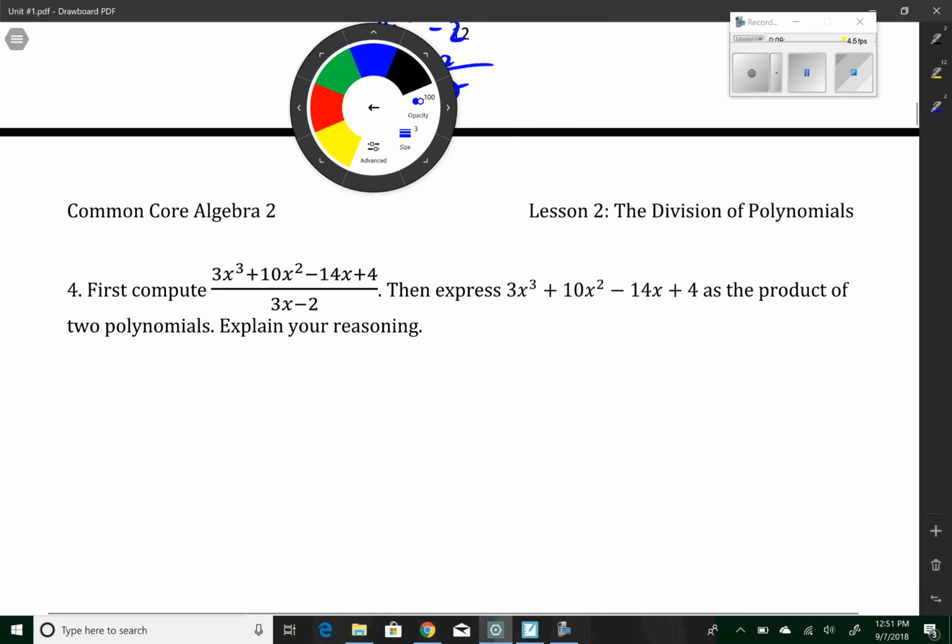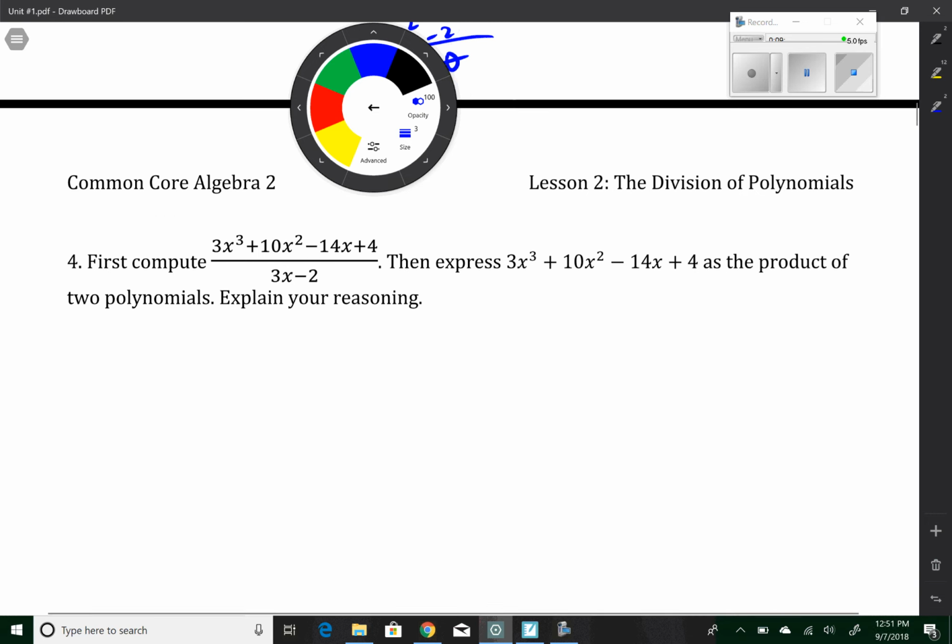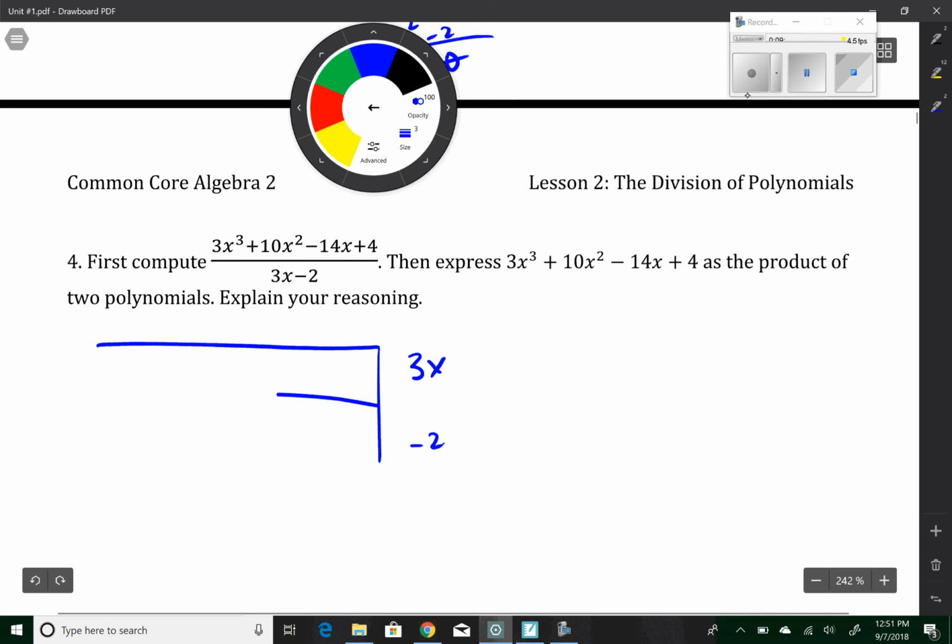Number 4 says, first compute the division of those two polynomials and then express it as a product of two polynomials. Explain your reasoning. So if we do our division here, for this one we'll use the tabular method since we did long division for the last one. And I promise my video is almost done here for you. 3x cubed goes there. We have x squared here, so I need a column for x's and a column for constants. That's going to be negative 2x squared.